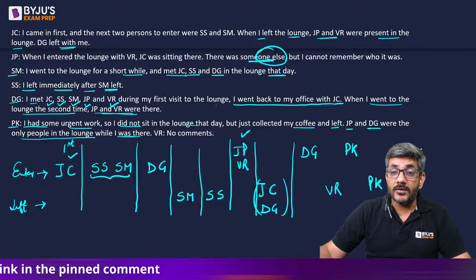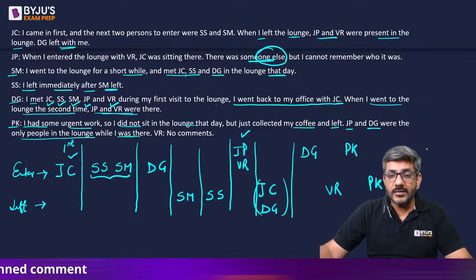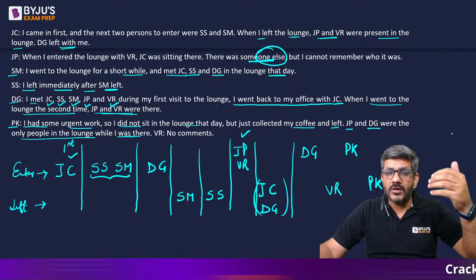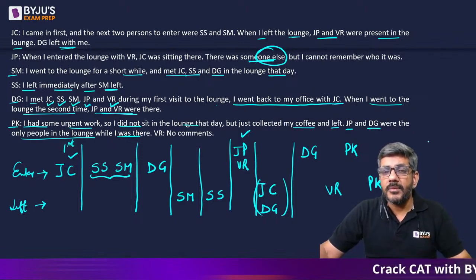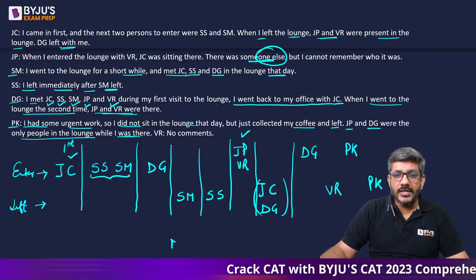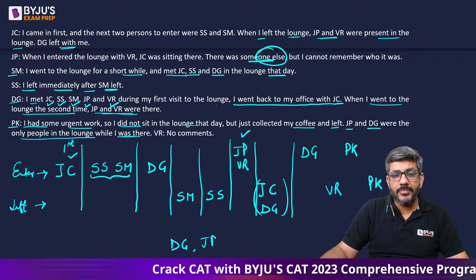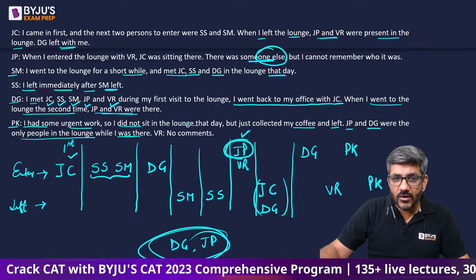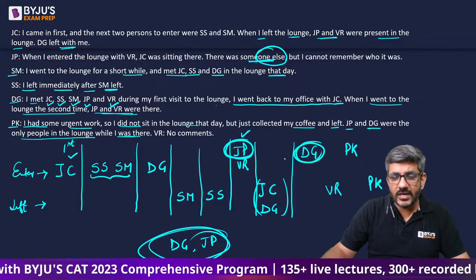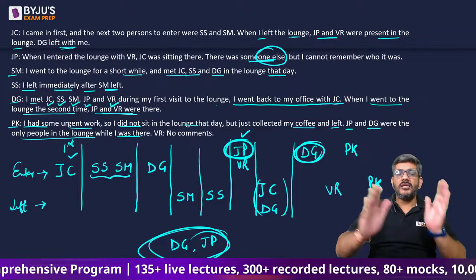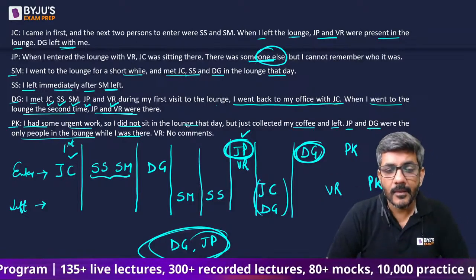So ultimately, who are the two people who are still there? बाकी सब जा चुके हैं. PK has gone, VR has gone, JC has gone, SM has gone, SS has gone. The last two people who are still there in the lounge are DG and JP. They are still there in the lounge. Is that right, guys? This guy has still not left, and this guy has still not left. Everyone has left by now. DG and JP are the last two people remaining in the lounge.